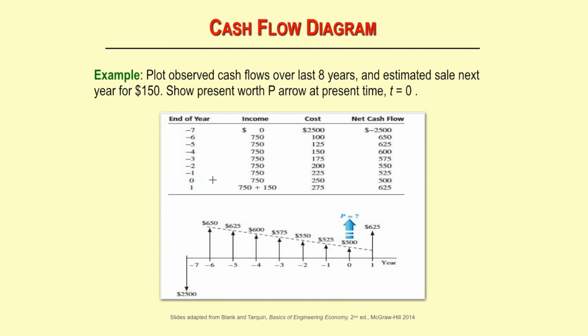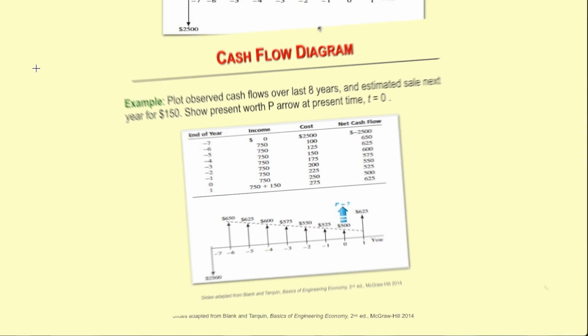Similarly, at year +1, you have a total income of $900 and a cost of $275. So that gives you a positive net cash flow of $625. That is drawn here at T equals to +1. The arrow is pointing upwards, indicating a positive net cash flow, and the amount of $625 is indicated.